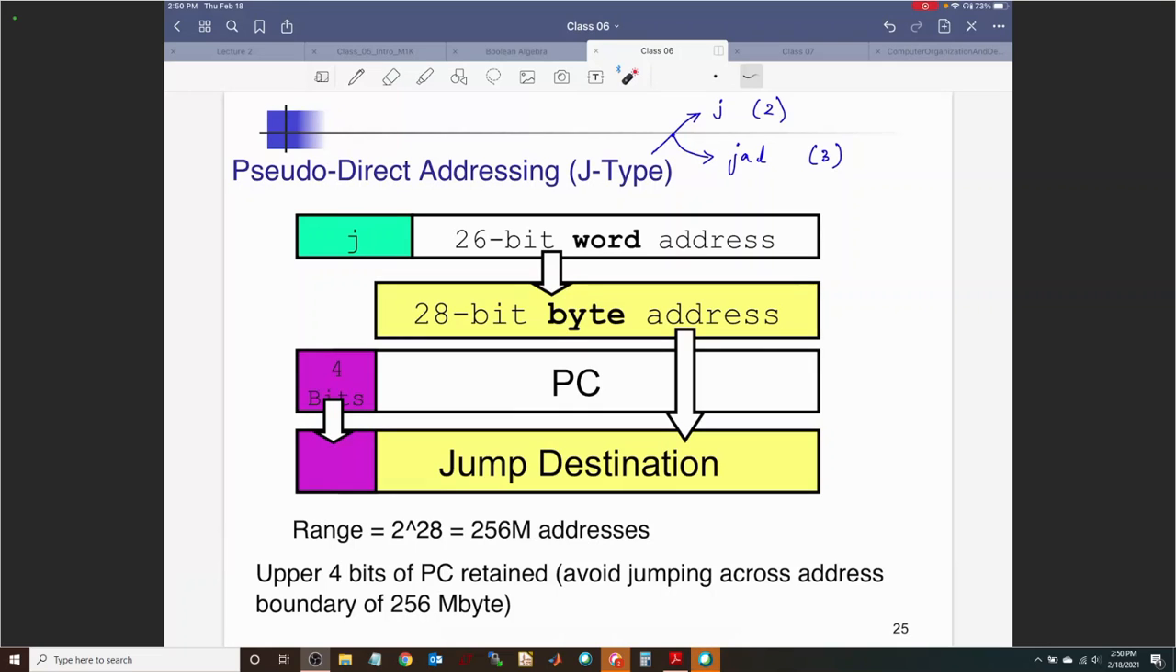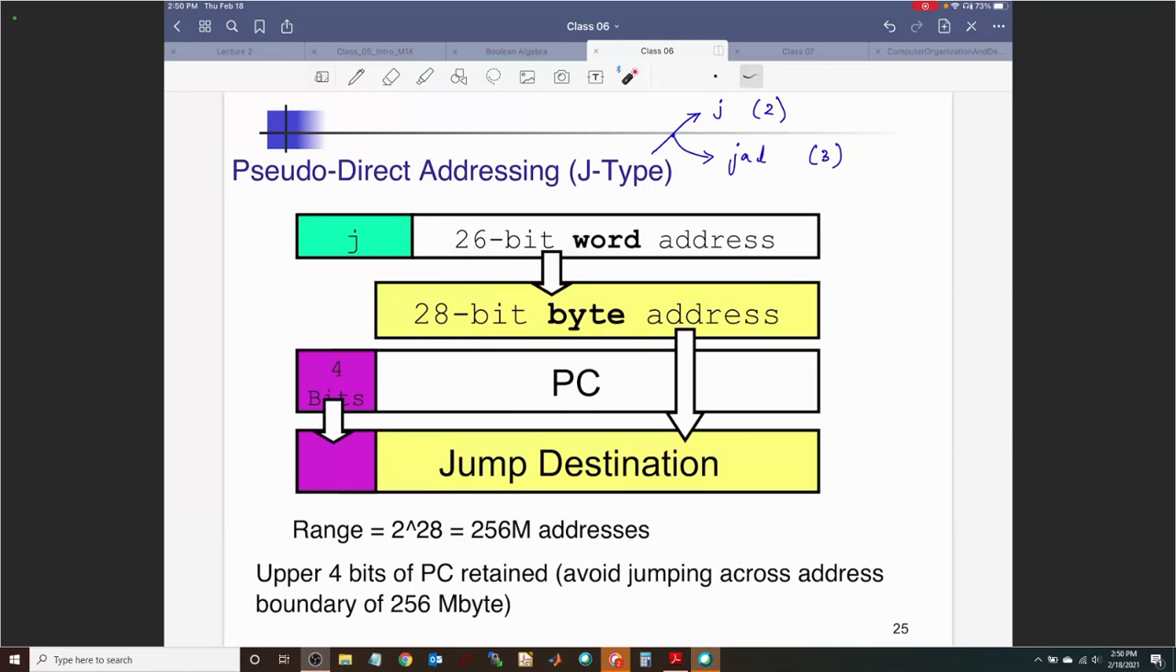All right. So in this particular J-type instruction, you only have 2 things. One is a J, the opcode to indicate that it is a J-type. And then it is followed by a 26-bit word address. But clearly we are addressing things using 32 bits. So how am I going to construct a 32-bit address when only 26 bits are given to me? Well, the way you do it is, first you translate a 26-bit word address into a 28-bit byte address.